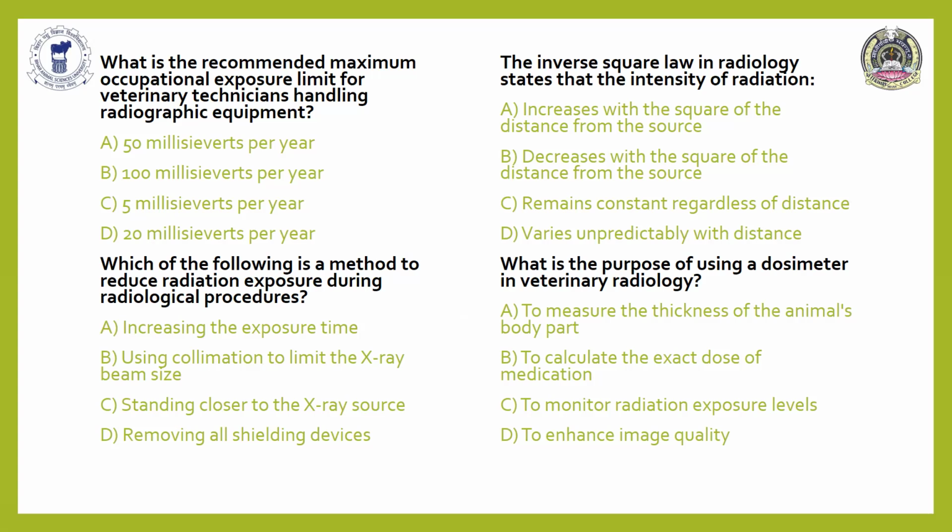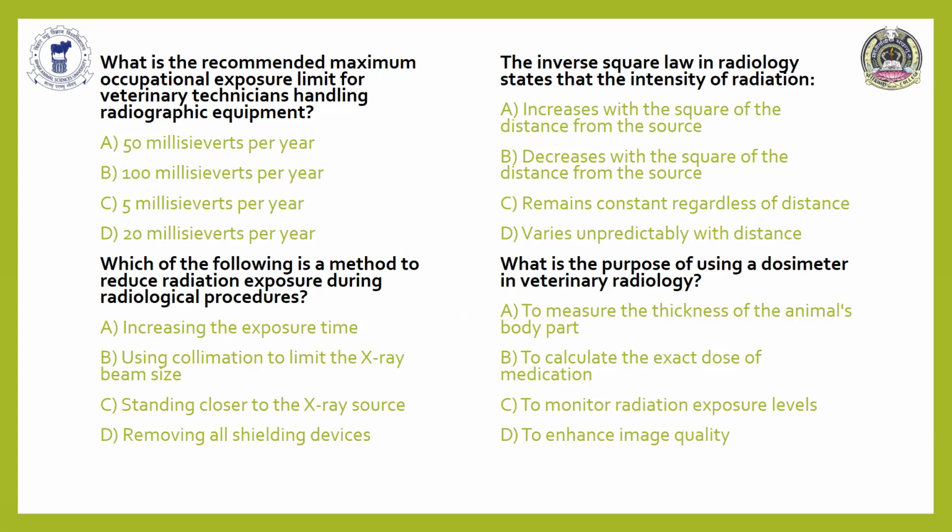Next, which of the following is a method to reduce radiation exposure during radiological procedures? B, ma'am. Using collimation. What are collimators? What do collimators do? They stop unwanted scatter radiation. They will reduce the field only to the region of interest, area of interest, and that is why they will reduce the scatter radiation.